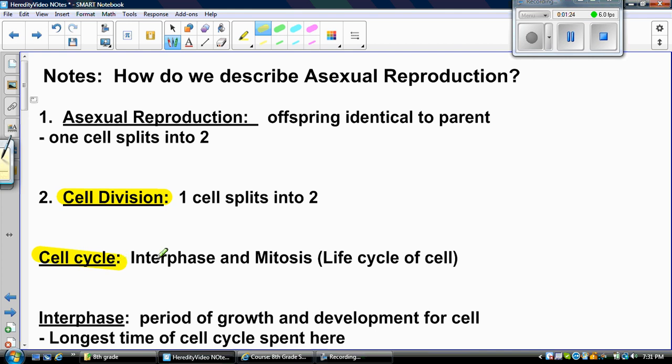And the two main phases of a cell cycle are interphase and mitosis. The next set of notes that's also on this target, we will go into interphase and mitosis. So we will come back to the cell cycle.